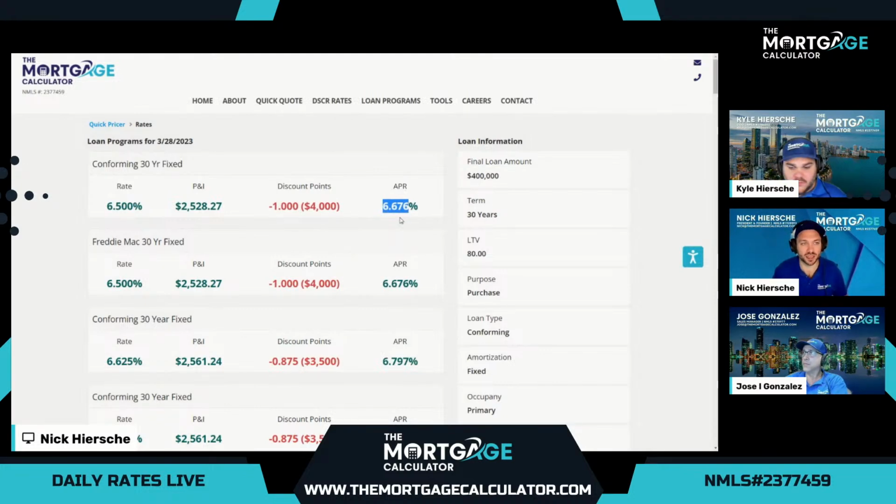So that gives us kind of a baseline. Remember, APR takes all the costs into account. So that's how we can easily compare across programs. So please key in on that.